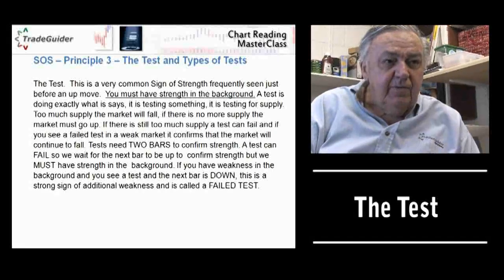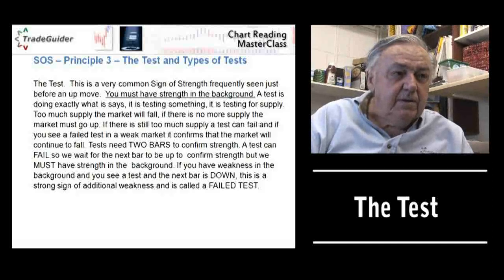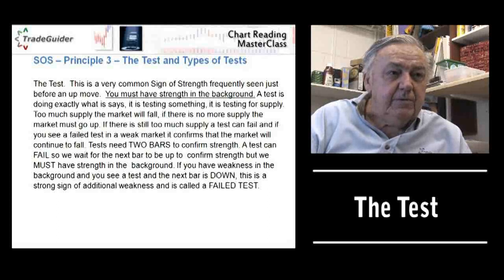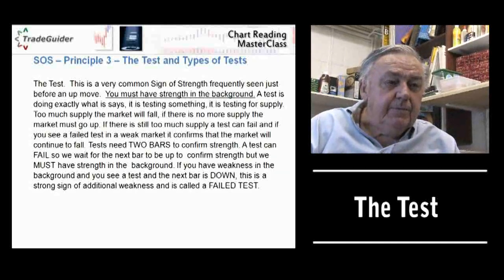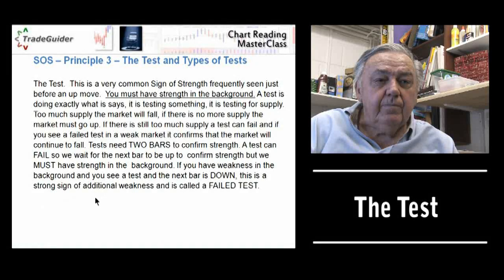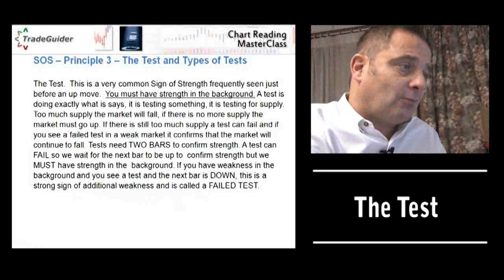Yeah, we've talked about anything high volume and up bars. Especially if they're narrow spreads, especially if they've got signals on them, that's weakness. And I've said here, if you have weakness in the background and you see a test and the next bar is down, this is a strong sign of additional weakness and it's called a failed test, rightfully.